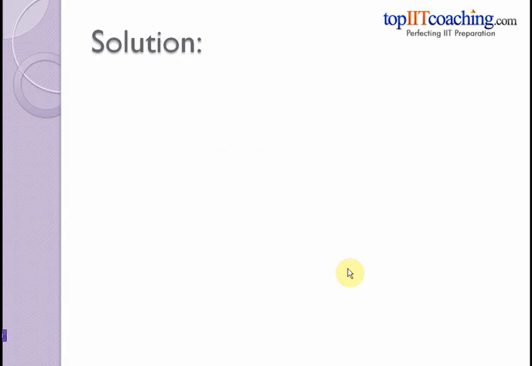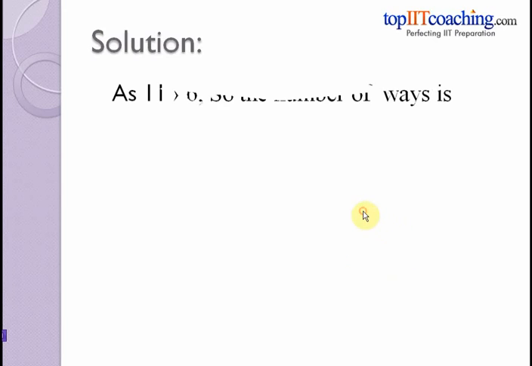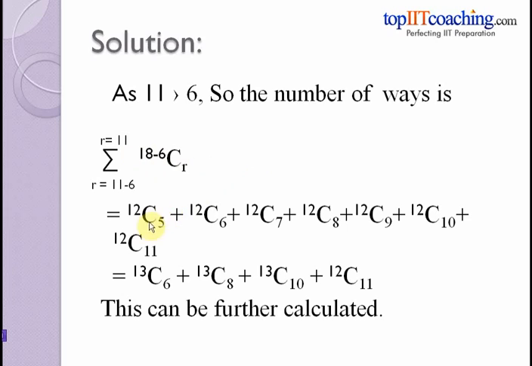Now the solution is as follows. Here n is equal to 18, p is equal to 6 and r is equal to 11. So we see that 11 is greater than 6, that is R is greater than p. So the number of ways is equal to summation r equal to 11 minus 6 to r equal to 11 of 18 minus 6 C r, and that is equal to 12C5 plus 12C6 plus 12C7 plus 12C8 plus 12C9 plus 12C10 plus 12C11.